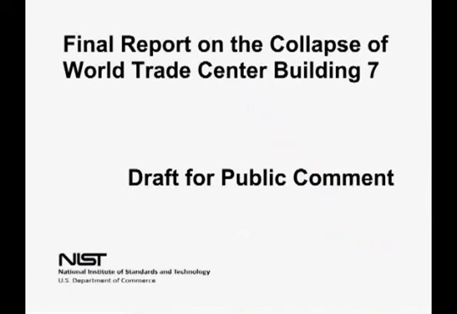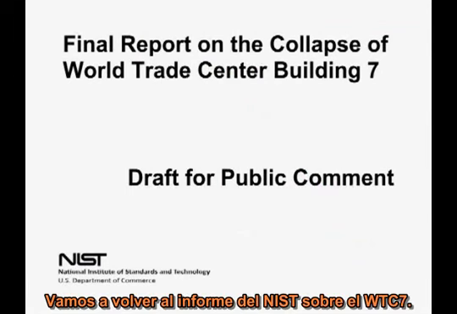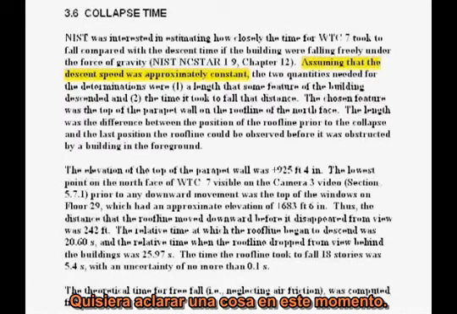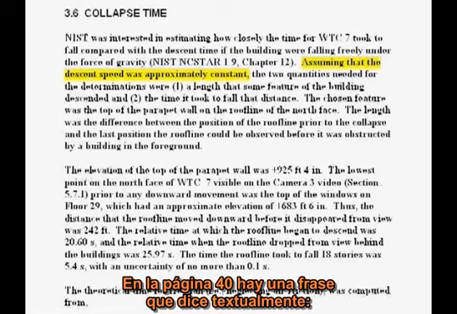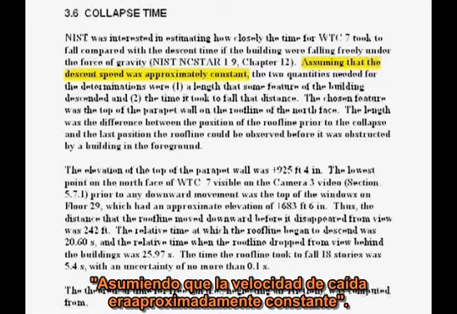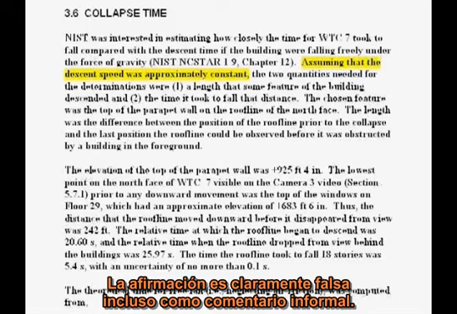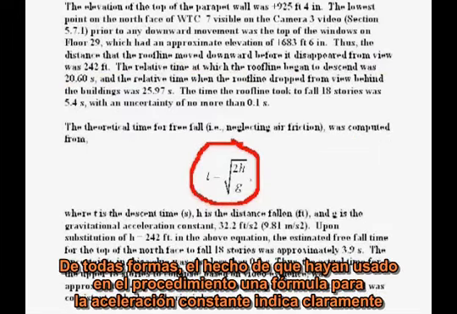A reaction force is observable in this graph only in the last seconds when the velocity strays from the straight line. Let's return to the NIST final report on WTC 7. I would like to clarify one thing right away. On page 40 there is a phrase, quote, assuming that the descent speed was approximately constant, unquote. The assumption is clearly false from even casual observation. However, the fact that they proceed to use a formula for constant acceleration clearly indicates the constant speed reference is a misstatement. They're actually assuming constant acceleration.